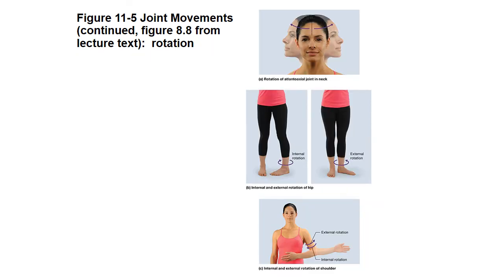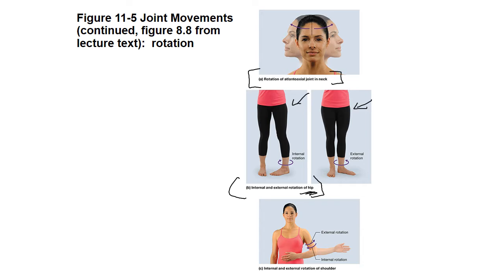So here's rotation. That's at the AO joint, or the Atlanto-Occipital joint. Here's internal rotation and external rotation. And notice that it's at the hip joint. It's not at the ankle. This is rotating up here. The rotation is occurring at the hip joint.